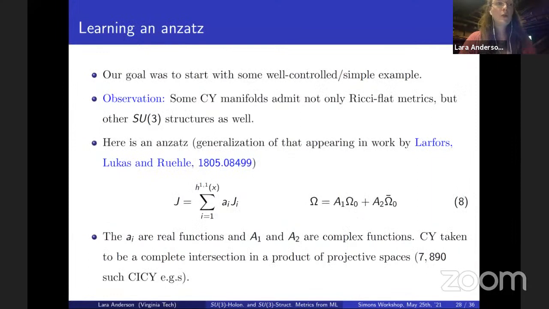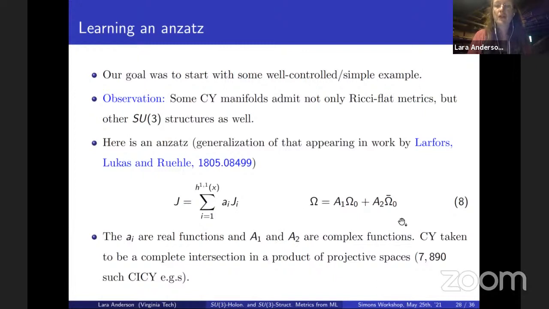Okay, so our goal then is to start with some well-controlled, simple example of SU(3) structure. And the observation that we made in order to have the easiest possible SU(3) structure cases to consider is that some Calabi-Yau manifolds admit not only Ricci-flat metrics, but also other SU(3) structures as well. So if you have a manifold, for example, the quintic, that admits a Ricci-flat metric, there's nothing that stops you from putting a non-Ricci-flat metric that obeys the conditions to be an SU(3) structure on that same manifold. And in very nice work by Larfors, Lukas, and Rühle, Fabian also on this paper, there is a nice ansatz for one class of such SU(3) structure solutions that are fairly easy to write down.